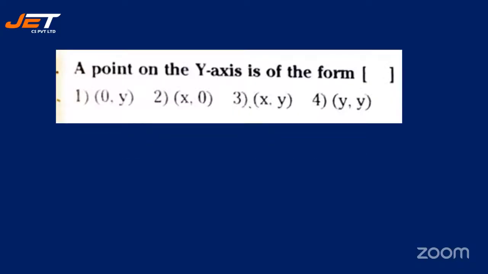A point on the y-axis is of the form dash. Always remember, a point on the y-axis means x is 0. So, it is 0, comma y.